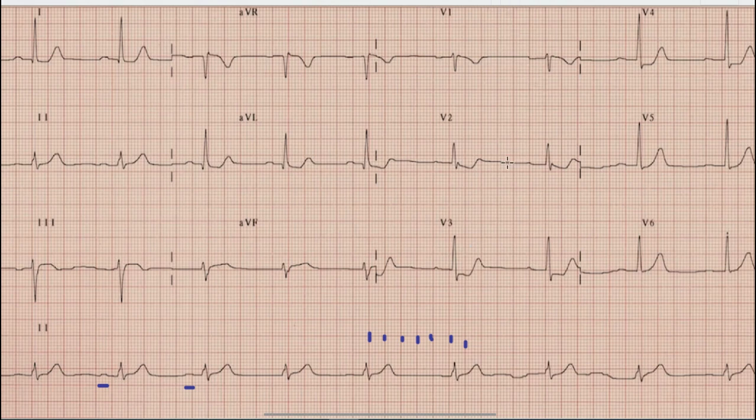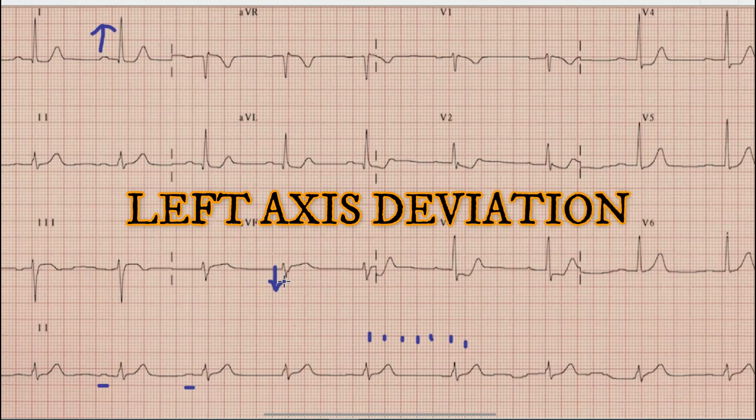After the heart rate, next is axis. For axis, as you know, we look at the direction of QRS complexes in lead 1 and lead AVF. You can see that in lead 1 the QRS is directed upwards while in lead AVF it is mainly directed downwards. So this is a left axis deviation.